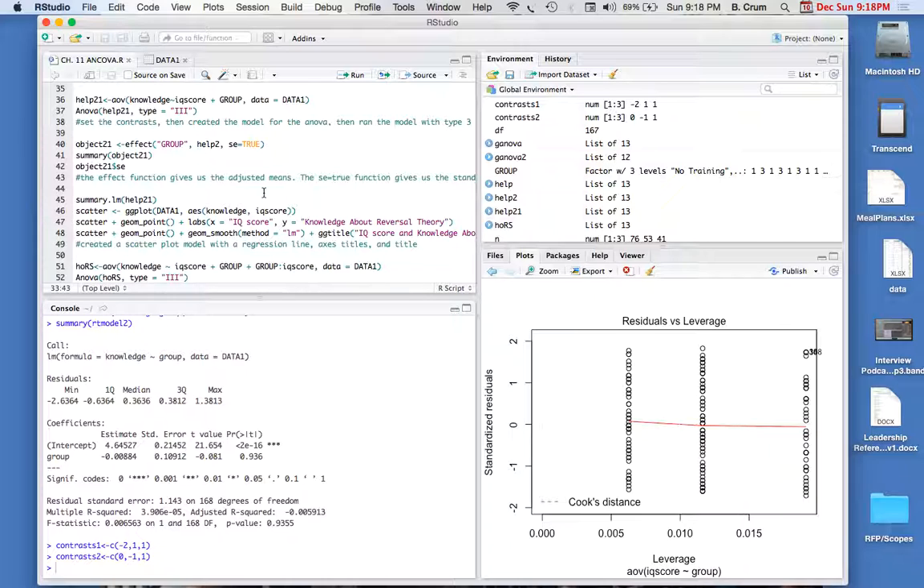Type 2 and type 3 sum of squares are the same as far as the highest order term is concerned, and type 4 sum of squares is essentially the same as type 3, but it is designed to be used when there's missing data.